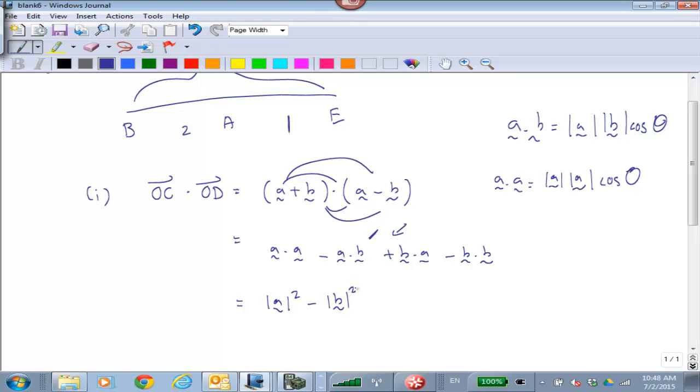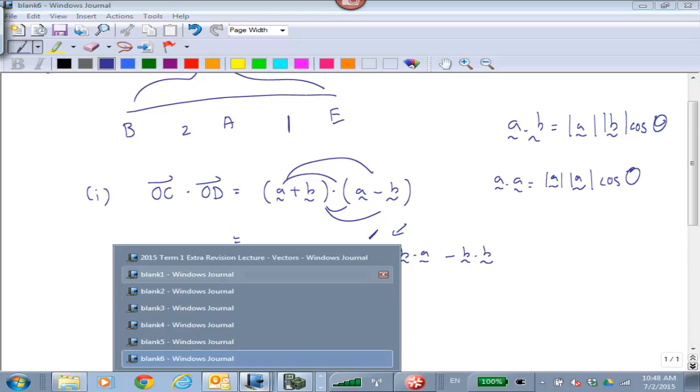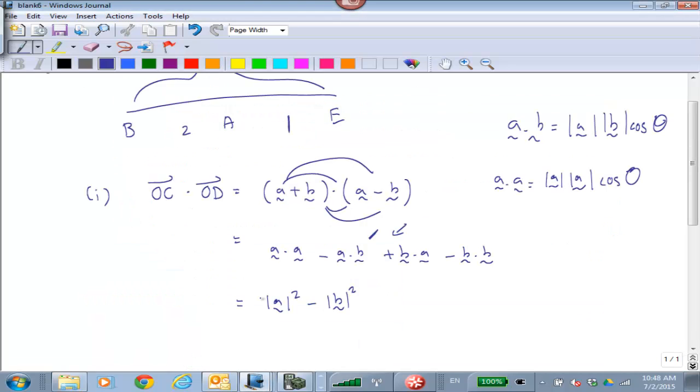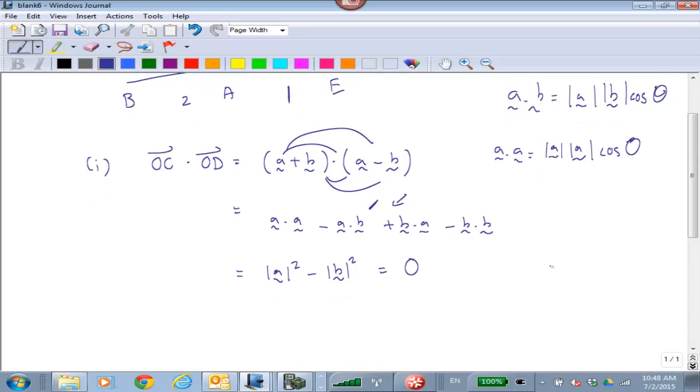But if you read the question, do you realize that the question tells you OA, OB equal? Without the vector sign means what? Length is equal. If length is equal, do you agree that these two values are the same? Equals 0. So what is it telling you? OC dot OD equals 0 means OC, OD perpendicular.